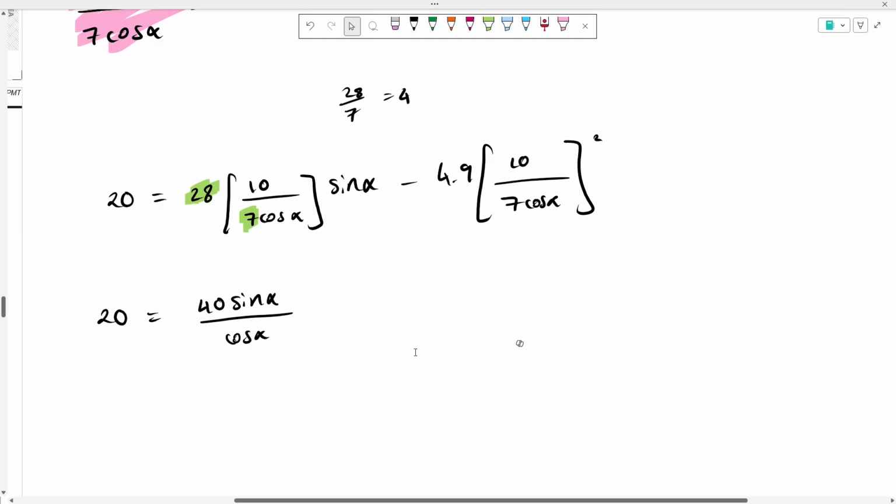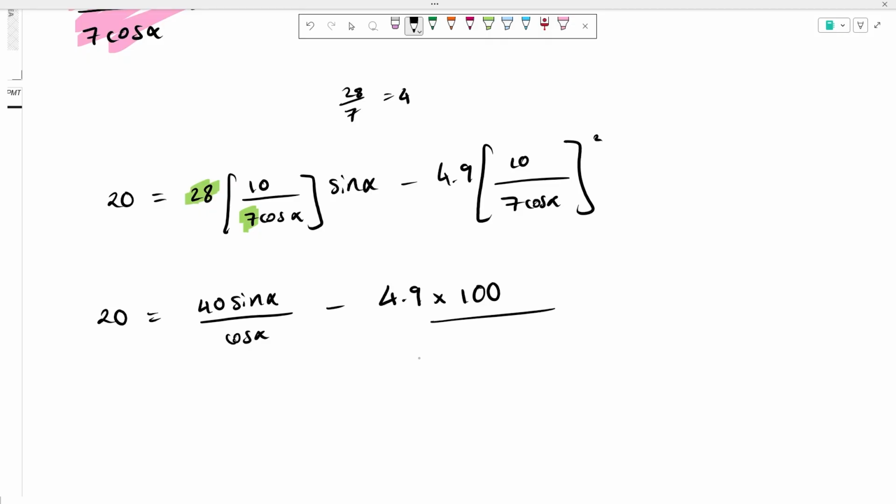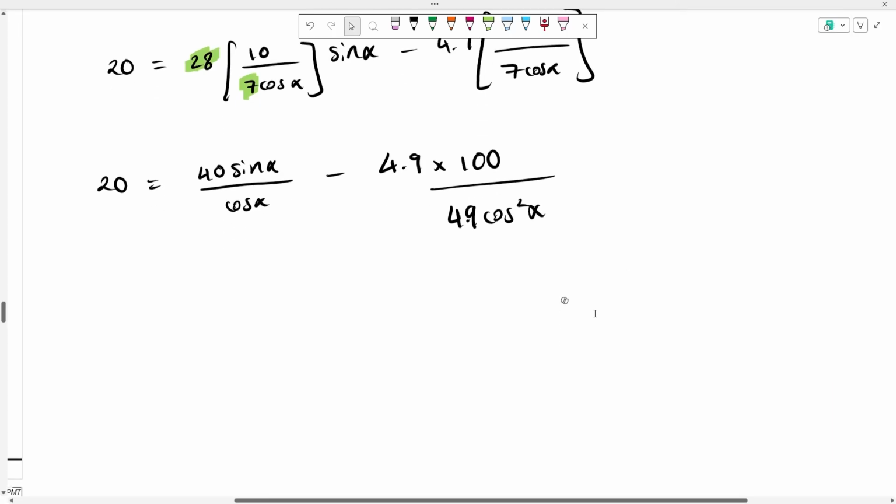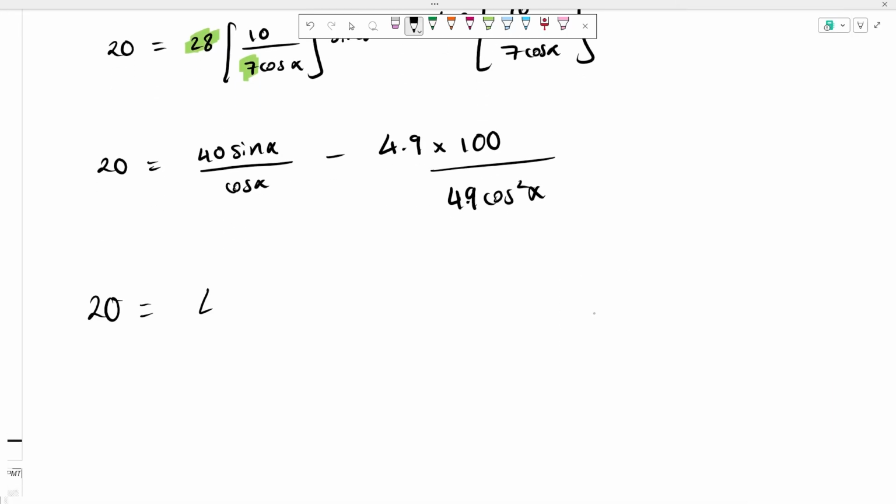You might already identify an identity here. Same thing on the next bit. It's going to give us 4.9. This bit might be a bit trickier, so I'm actually just going to expand it out like this. 49 cos squared alpha. Then what I'm going to do is just put this into my calculator again. 4.9 times 100 over 49. You can see there's a bit of a cancellation here, but let's just see what it simplifies to. It simplifies to 10. So this is going to be 20 is equal to 40.